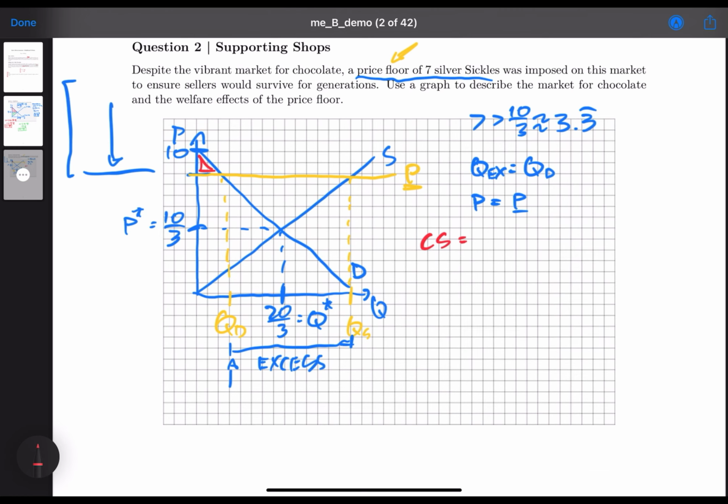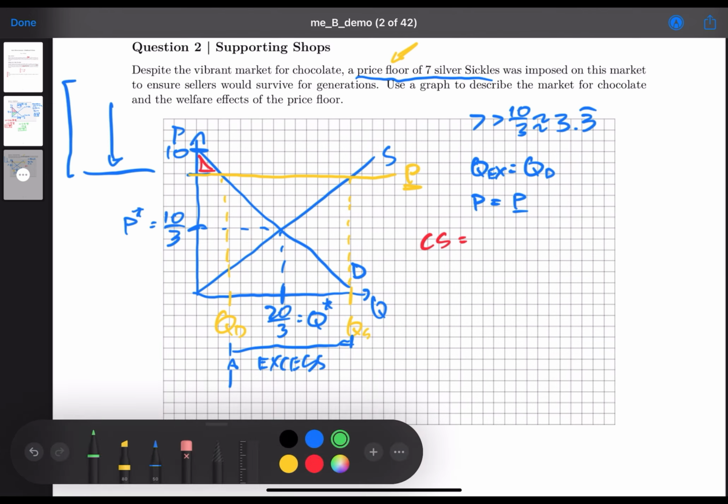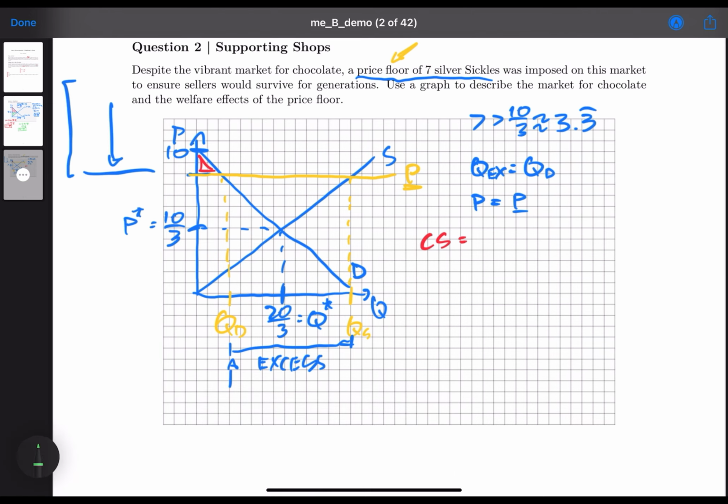And our producer surplus is everything above the supply curve, but inside the quantity exchanged and below the price. So we have those three conditions. It has to be a quantity that's actually exchanged, and then we find the difference between the willingness to sell, which is the supply curve, and the price they're actually selling at. So that's our producer surplus.